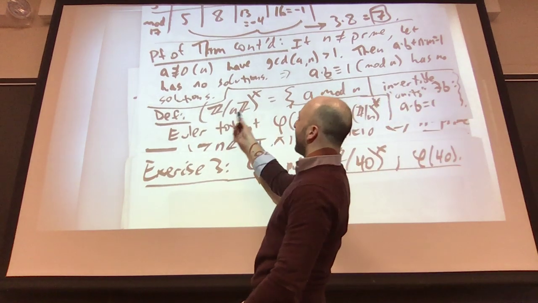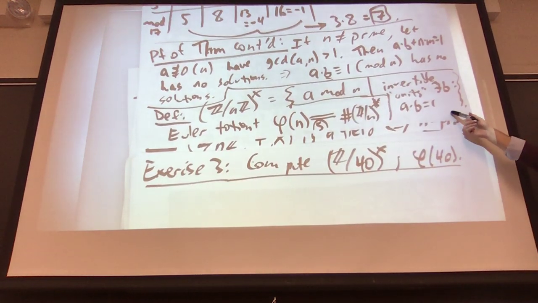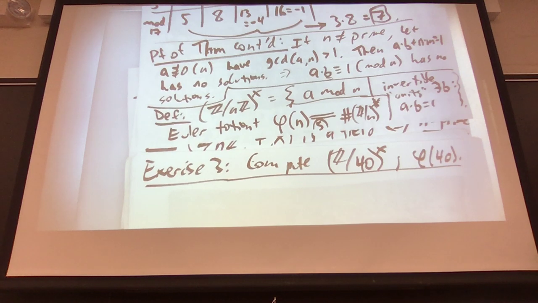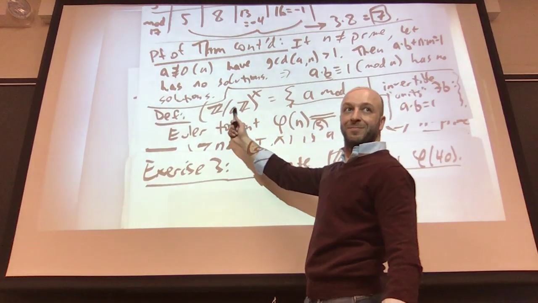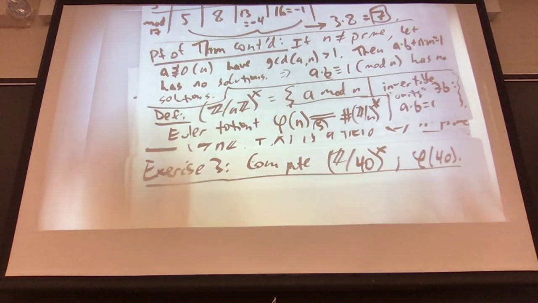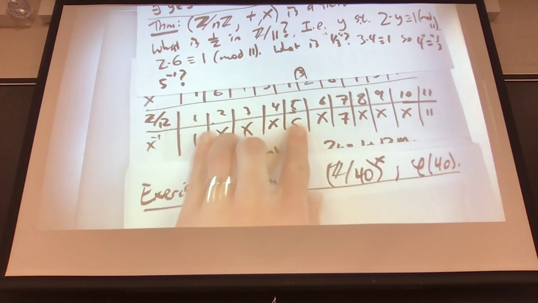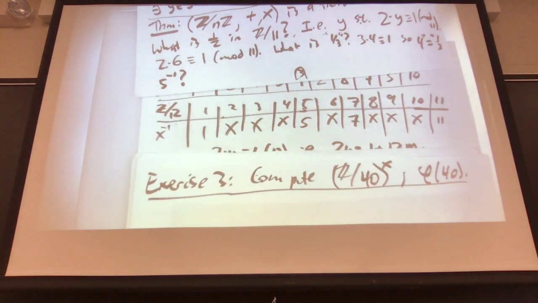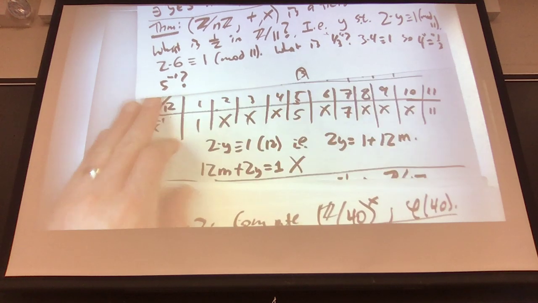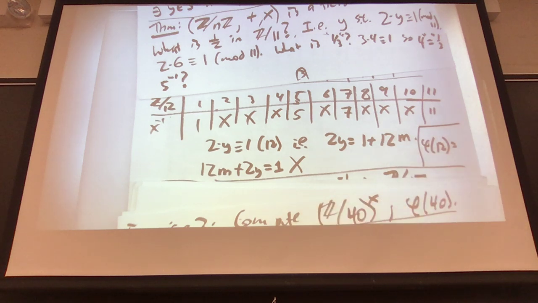The cross means, Z mod n Z cross means the set of all things that have multiplicative inverses. In other words, how many numbers are coprime to n by the previous discussion. Cool? What did we just work out a second ago? We had a table of the multiplicative inverses of 12. What's phi of 12? How many numbers are invertible mod 12?